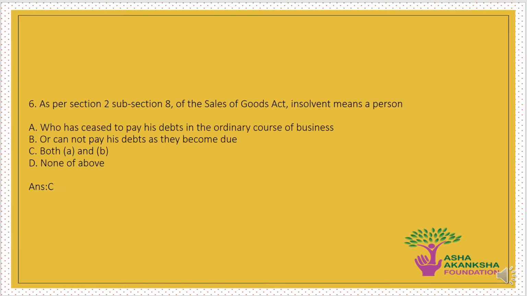Next question: as per section 2 subsection 8 of the Sale of Goods Act, insolvent means a person A, who has ceased to pay his debts in the ordinary course of business, B, or cannot pay his debts as they become due, C, both A and B, or D, none of the above. The correct answer is option C, that is, as per section 2 subsection 8 of the Sale of Goods Act, insolvent means a person who has ceased to pay his debts in the ordinary course of business, as well as a person who cannot pay his debts as they become due.